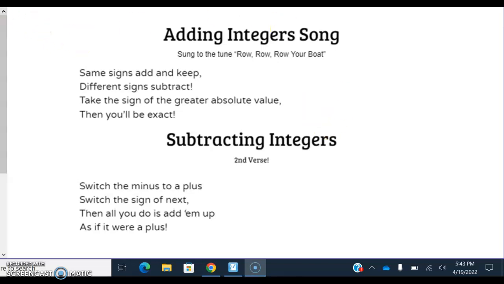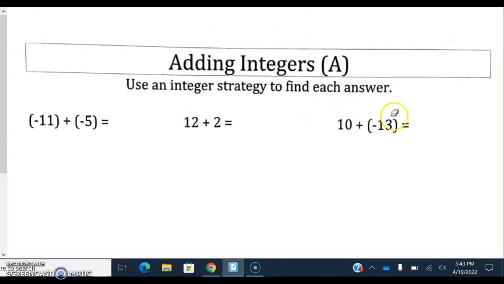Okay, here we go. So let's look at adding integers. Same signs we're going to add and keep. So if you look at this, and we want the same signs, we've got -11 and -5. That's like saying I'm going to swim down 11 feet, and then I'm going to swim down 5 more feet, and where I end up would be at -16 feet. Same signs, add and keep, which means add them up, keep the sign. The second one is 14, just like you normally add. Same signs, add and keep.